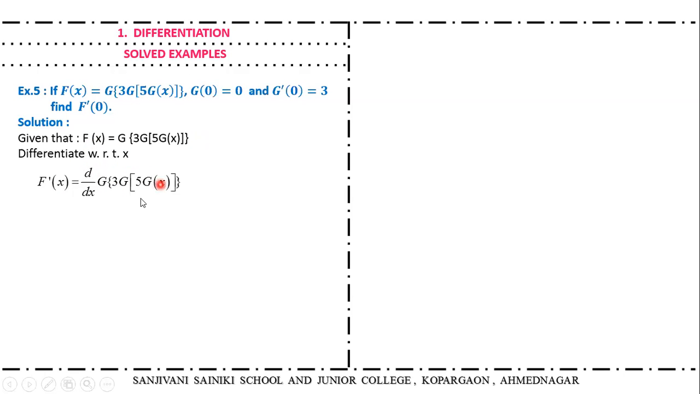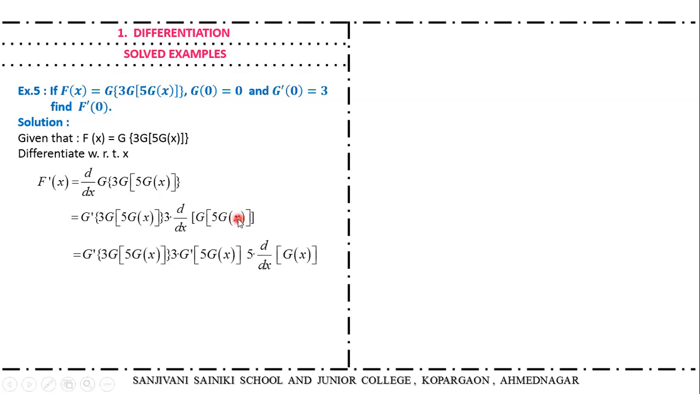So you have to use the composite function. Firstly, we have to take the derivative of this g. It is g dash of something into, you have to differentiate this function with respect to x. Then in the second step, we have to take that derivative of this g, and then we will multiply by the derivative of 5g of x. Then 5 take common, and then the derivative of g of x is g dash of x.